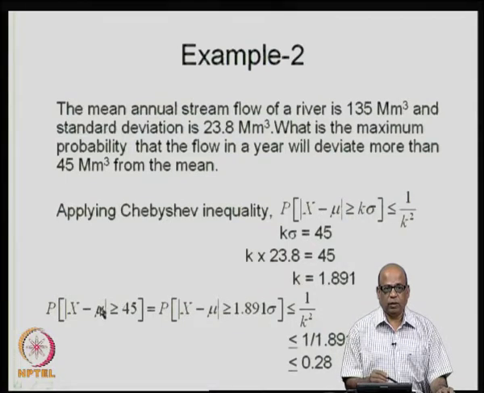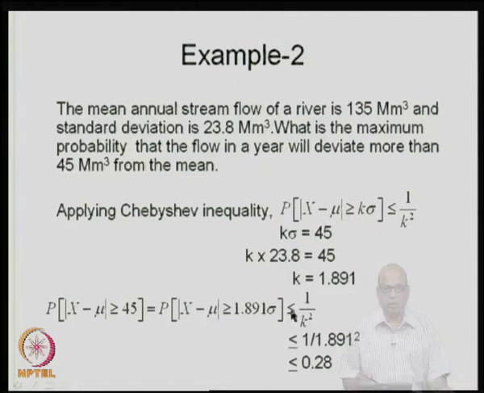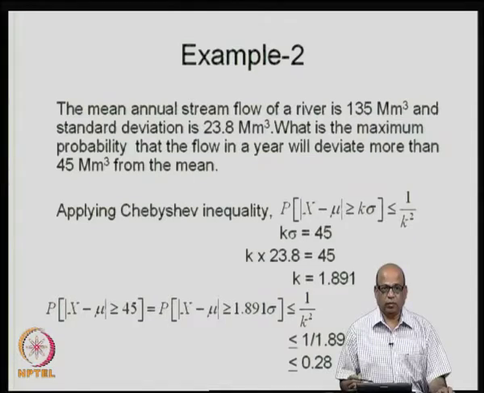And therefore, we write this as the probability of the absolute value of the deviation being greater than or equal to 45. I write this as the probability of the absolute value of the deviation being greater than or equal to 1.891 sigma, and from the Chebyshev inequality this should be less than or equal to 1 by k square. So, this should be less than or equal to 1 by 1.891 square, which is less than or equal to 0.28, which means the probability that the annual stream flow will deviate more than 45 million cubic meters from the mean is less than or equal to 0.28. This is the result that we obtained from the Chebyshev inequality.